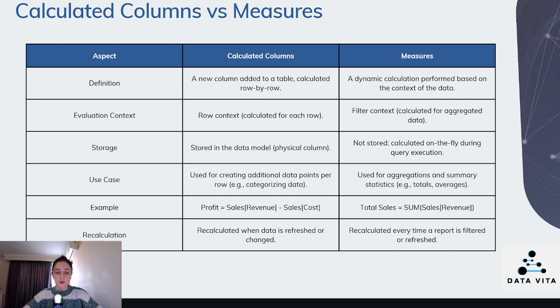And finally, recalculation steps. Calculated columns are recalculated when the data model is refreshed or when the underlying data changes. Since calculated columns are stored in the model, updates to the data, such as importing new data or updating existing values, trigger a recalculation of the calculated columns. And measures, on the other hand, are recalculated every time a report is filtered or refreshed. The recalculation happens dynamically based on the context in which the measure is being used.